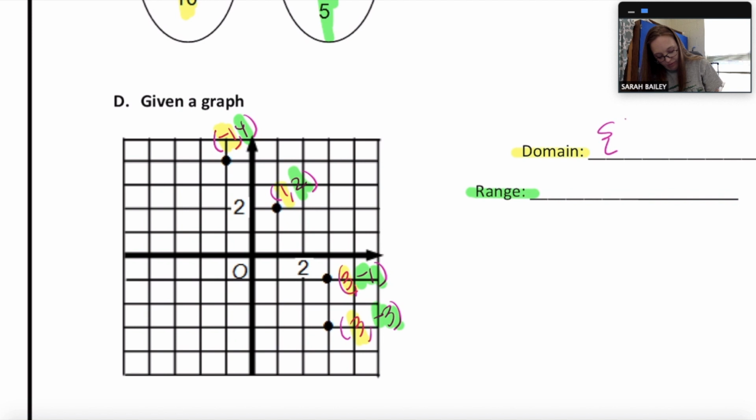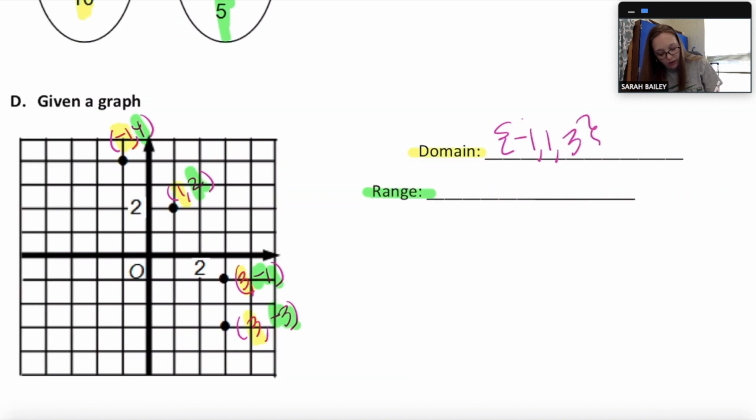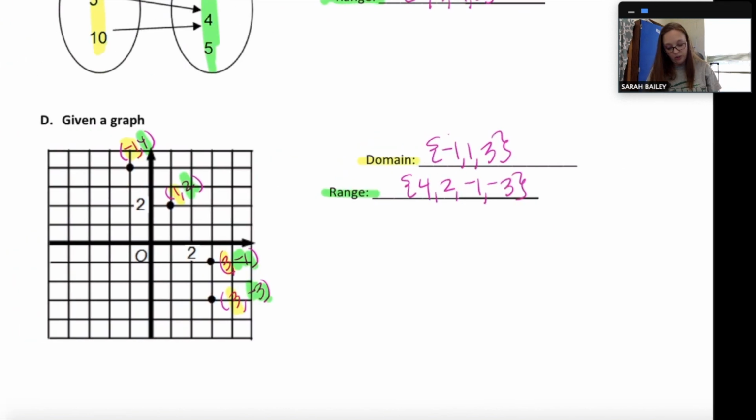So my domain, I have -1, 1, and then I have 2 3s, but I don't need to write them both down. You only need to write it one time. And then my range is going to be 4, 2, -1, and -3. And that's it for this one. Let's go to the next page.